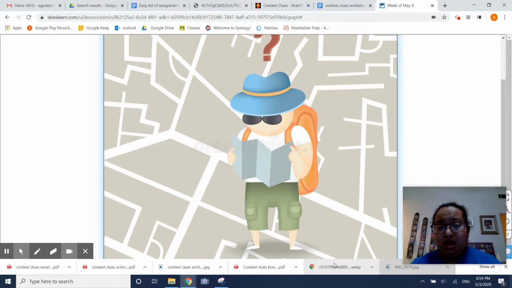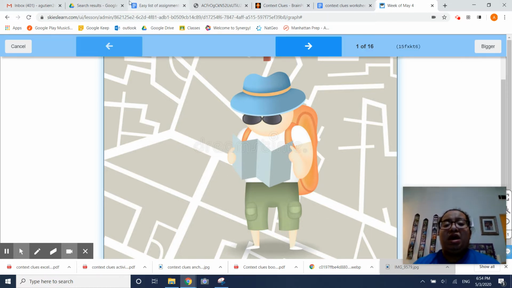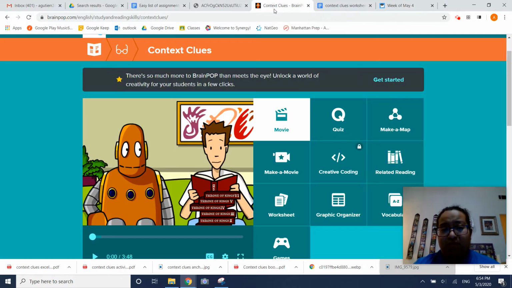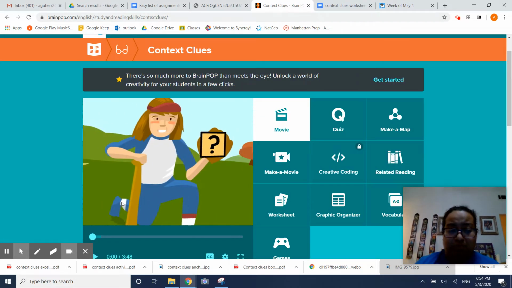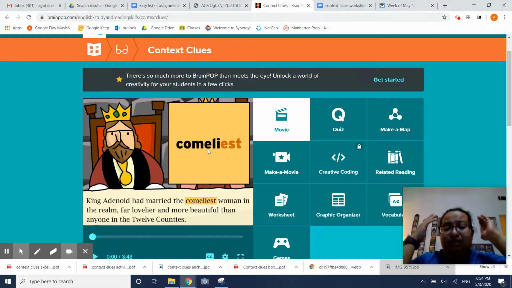We already did a lesson on context clues when we were in school. Let me try to refresh your memory. First, we went over and we watched the video from Brain Pop. Remember, we said, oh, when you're looking at this picture, what's missing? Well, because of all the stuff that we already know in our heads, we could make a guess or an inference that there was a baseball there.